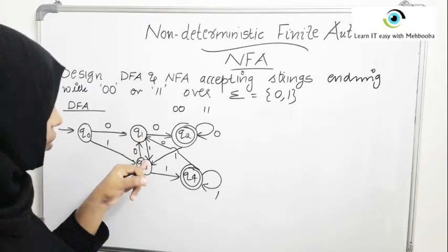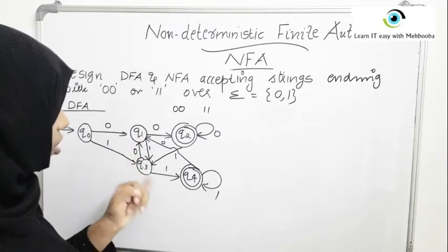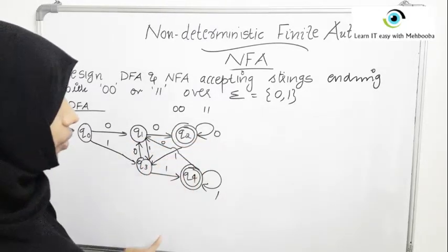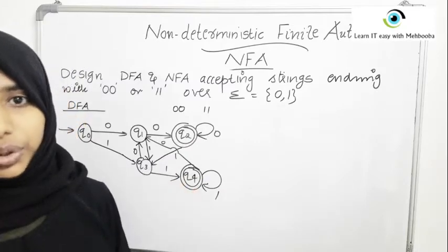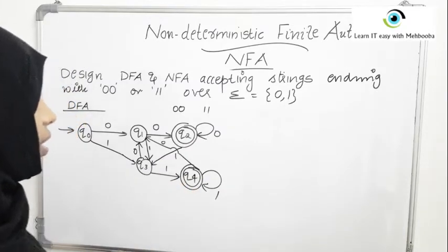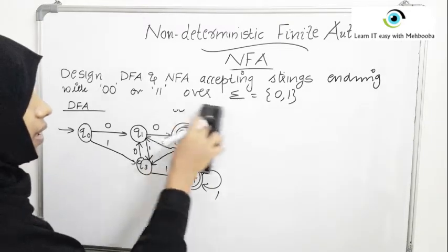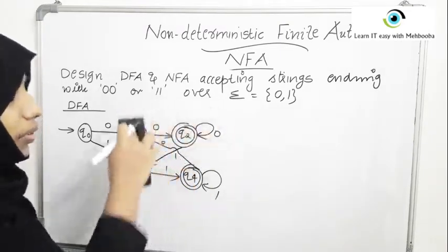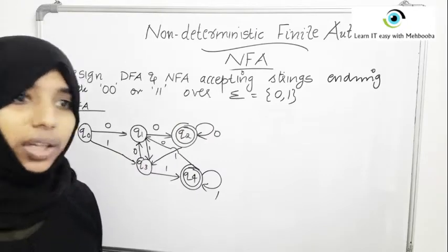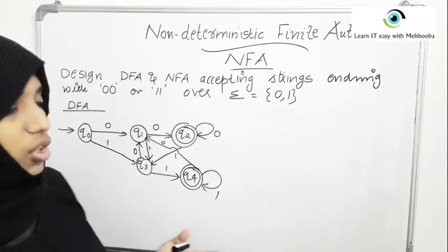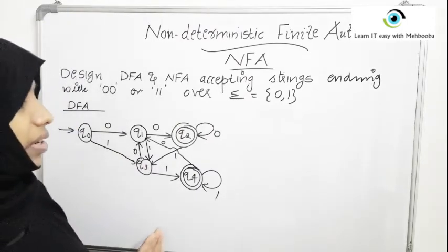In Q1, both 0 and 1 are addressed. In Q3, both 0 and 1 are addressed. In Q2, both 0 and 1 are addressed. In Q4, both 0 and 1 are addressed. That is, when we are drawing a DFA, we will address all these situations. We will have answers to all the questions: what if 1 comes in the state, what if 0 comes in the state, like that. All the questions will be answered.